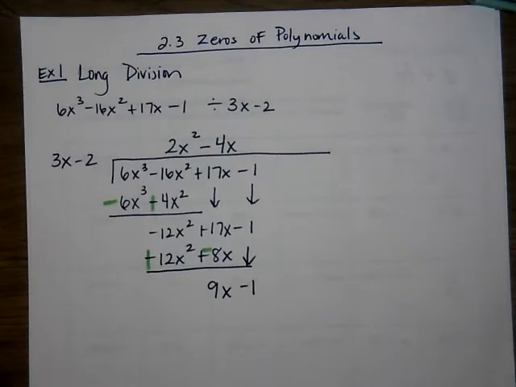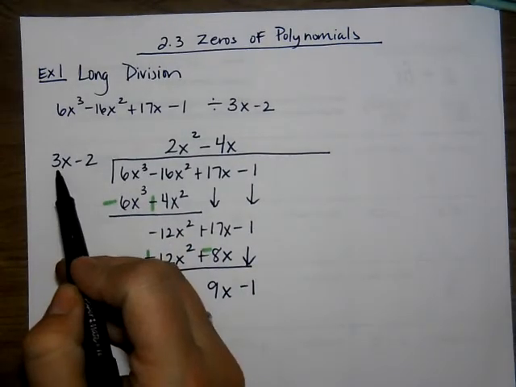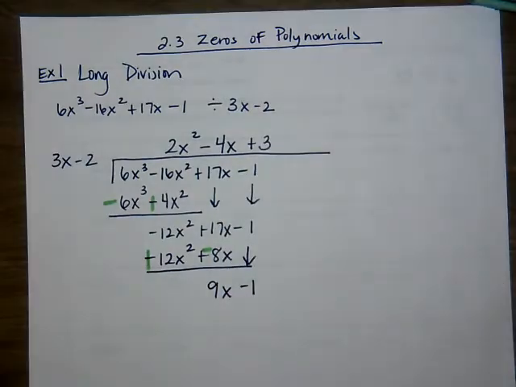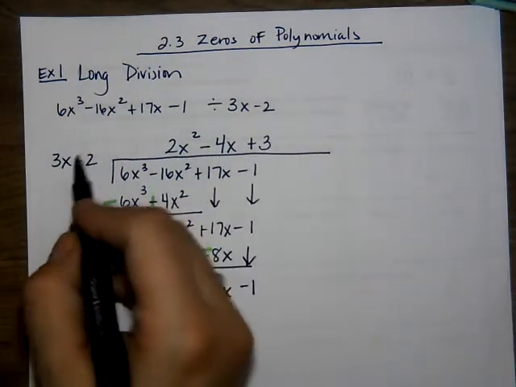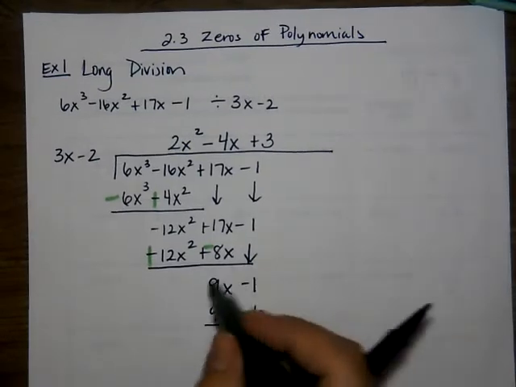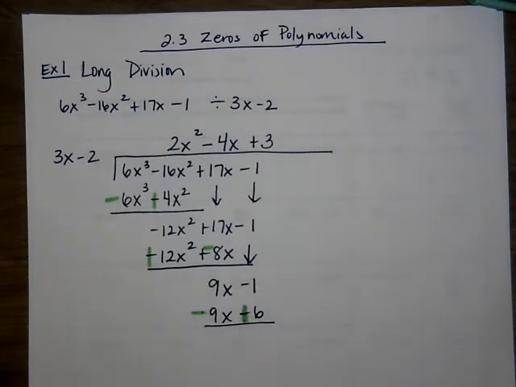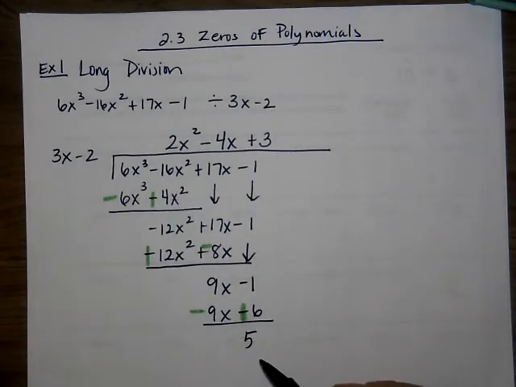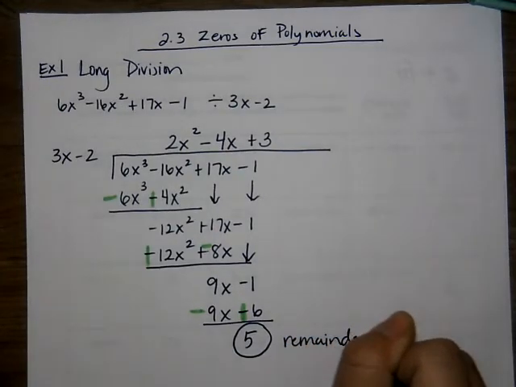Once I'm here, I start over. I ask myself again, how do I take 3x and change it to 9x? Multiply it by positive 3. So now I take the 3 and I distribute to get 9x minus 6. Since I'm subtracting both of those terms, both of those signs change. This becomes a positive 5. I start again. How do I take 3x and change it to 5? What can you multiply it by? Nothing, right? You can't. What is this number? Do you remember? It's the remainder. Okay, so this is our remainder.